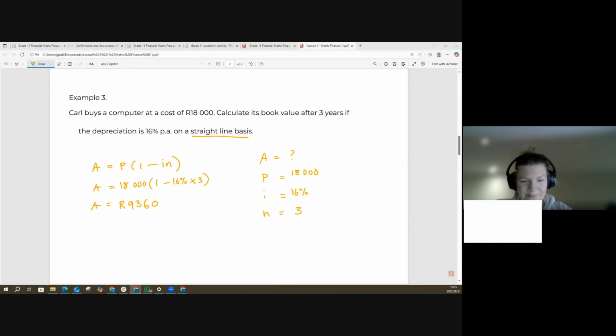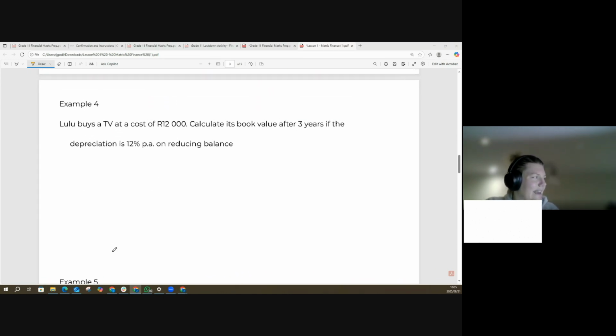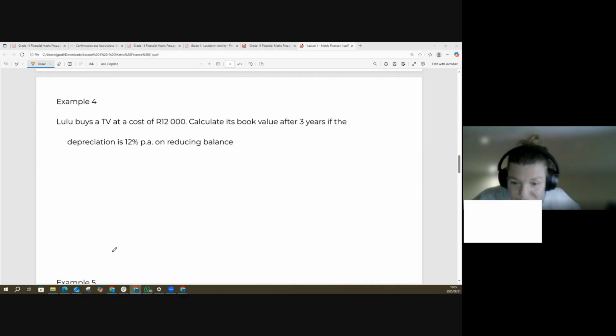Okay. Next one. Lulu buys a TV at a cost of 12,000 Rand. Calculate its book value after 3 years if the depreciation is 12% per annum on a reducing balance. I think this might be the last of the very easy questions, so enjoy it.